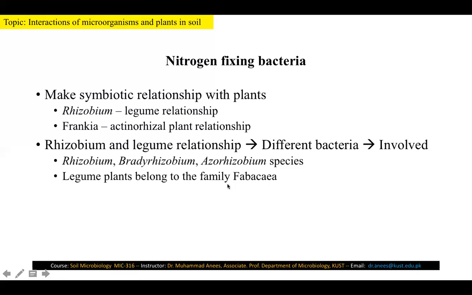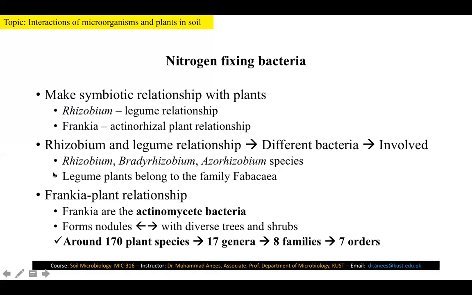The family Fabaceae is the family of plants which contain all the plants that make pods. These are the pod making plants. These plants are also known as legumes. For example, groundnut, peas, and many more.